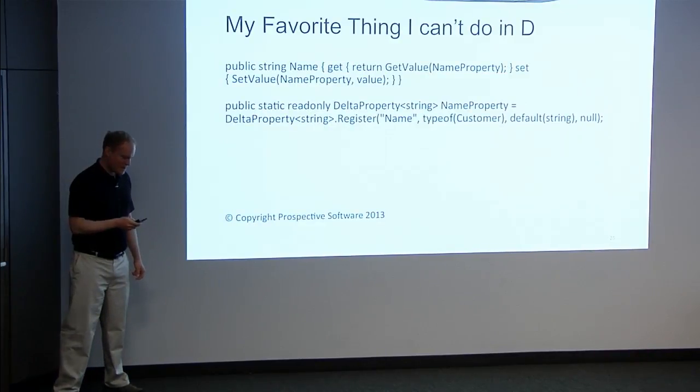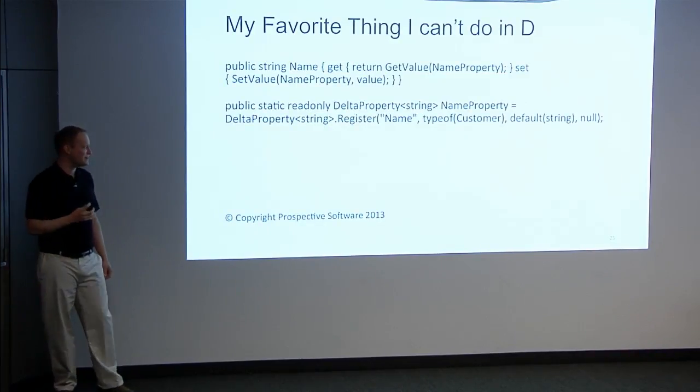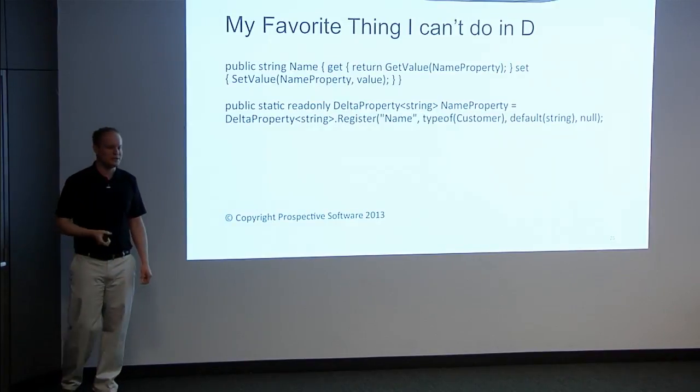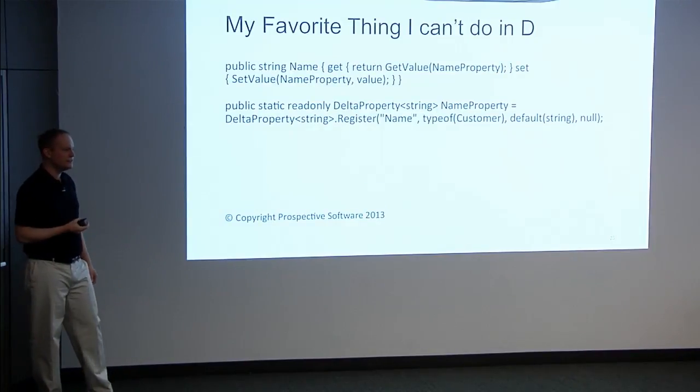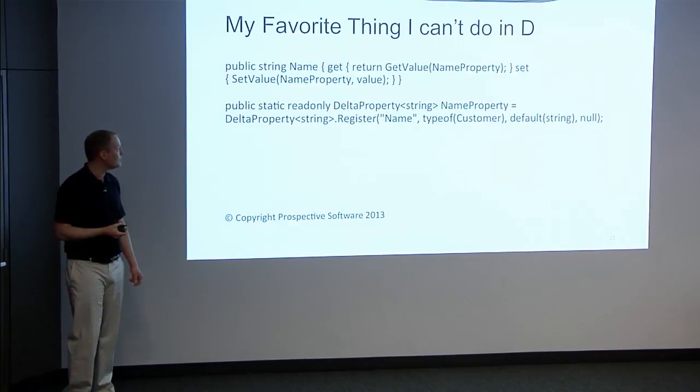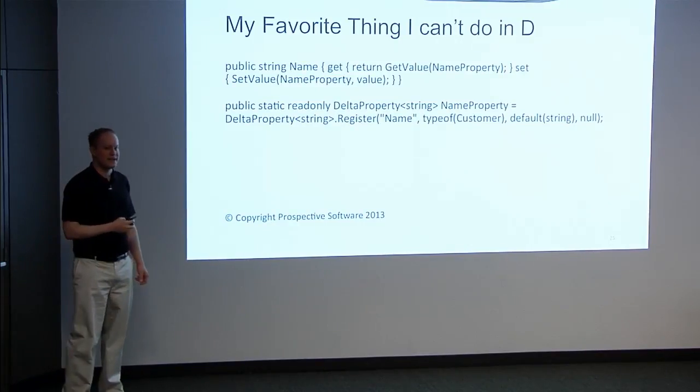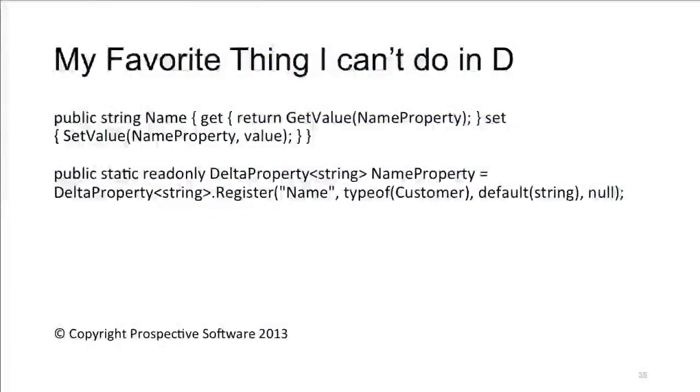So I'm going to show you something that's very close to what we do. This is another pattern that we use in all of our code. And this is my favorite thing I can't do in D, and I meant to change it to yet, because I'm pretty sure that Andre will eventually get our allocators figured out. So what we do is we have a simple property, and by the way, all this code is going to be in C# because I don't have a way to build it in D yet, and we'll get to the reason for that here in a second.